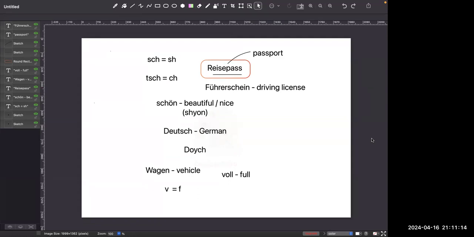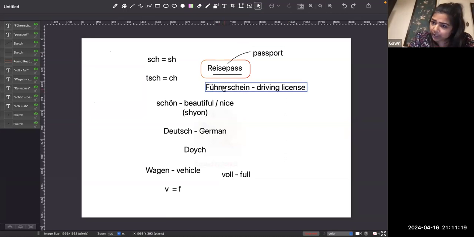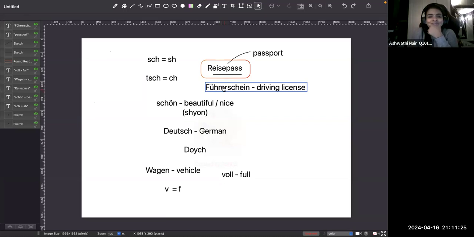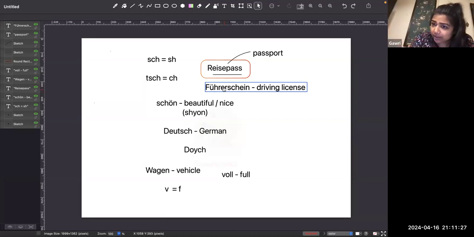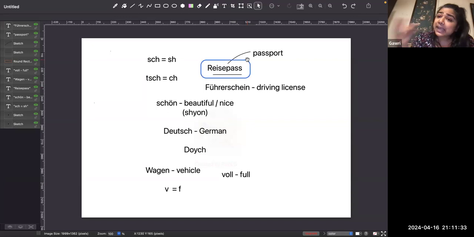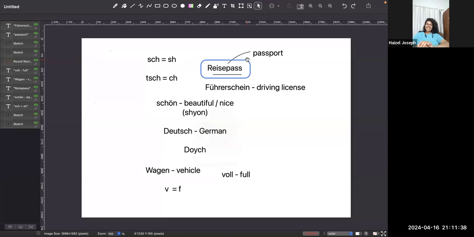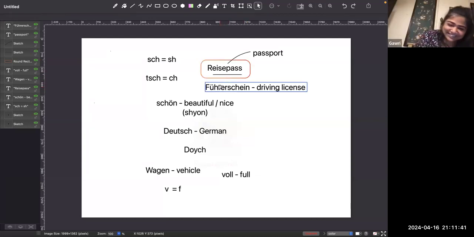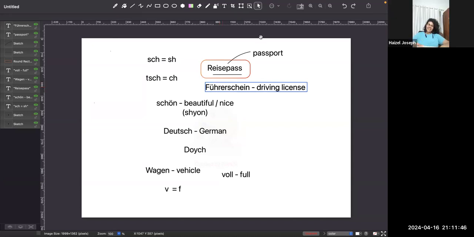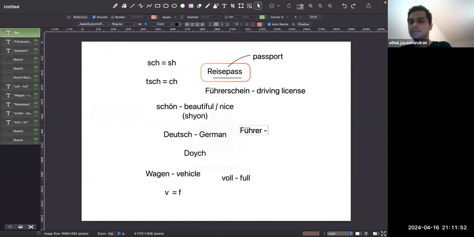Does Führer stand for leader somehow? Yes, yes. Alone the word Führer, for the second time we are mentioning Hitler in today's class. You know that he was called Führer, right? Alone Führer means leader. Leader.